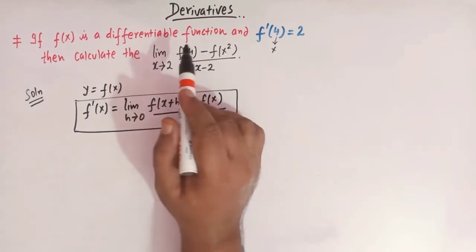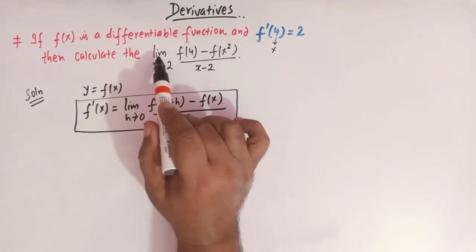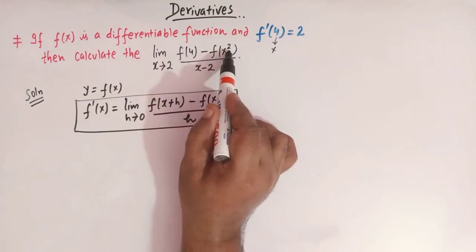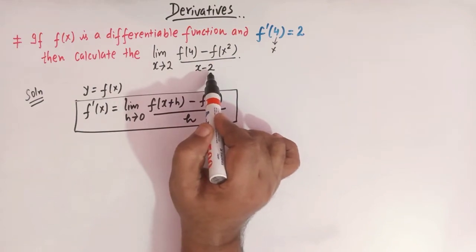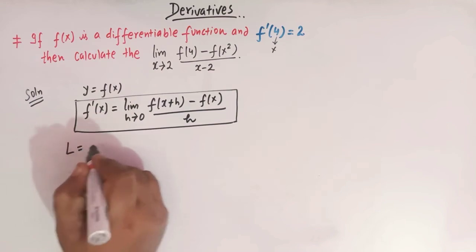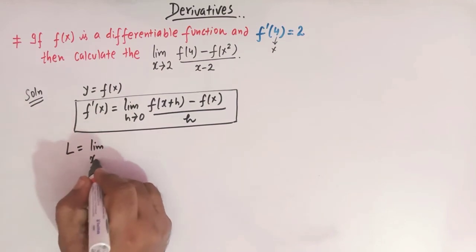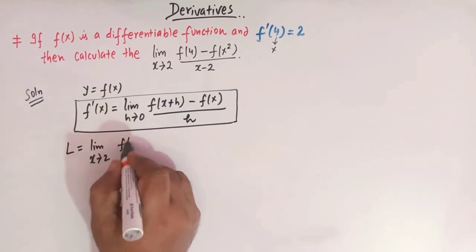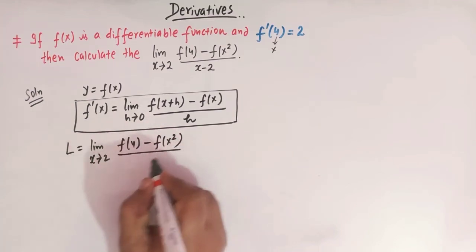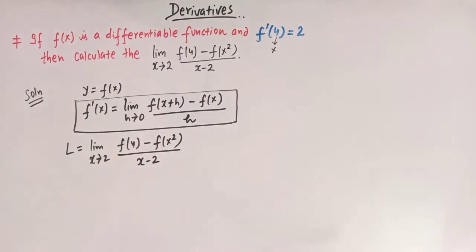Now the limit is given as limit x tends to 2 of f of 4 minus f of x square over x minus 2. Let us call this limit L. So L is the limit x tends to 2 of f of 4 minus f of x square divided by x minus 2. Now let us see how to proceed further.